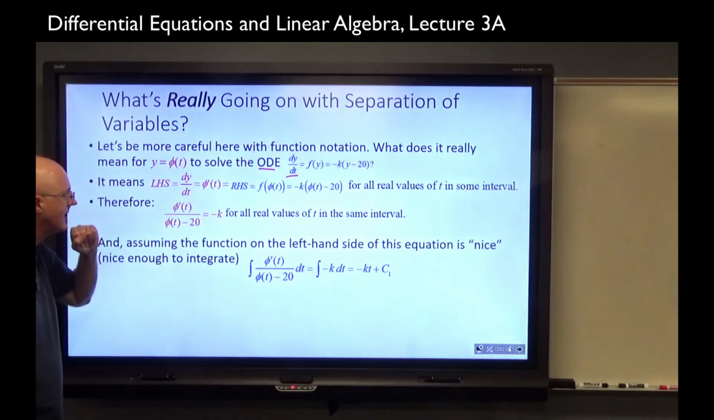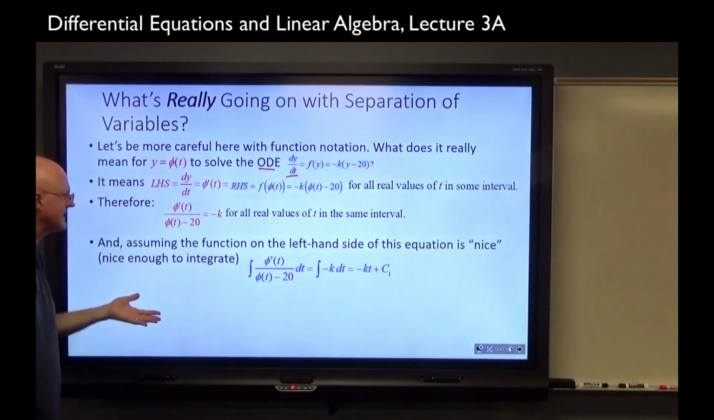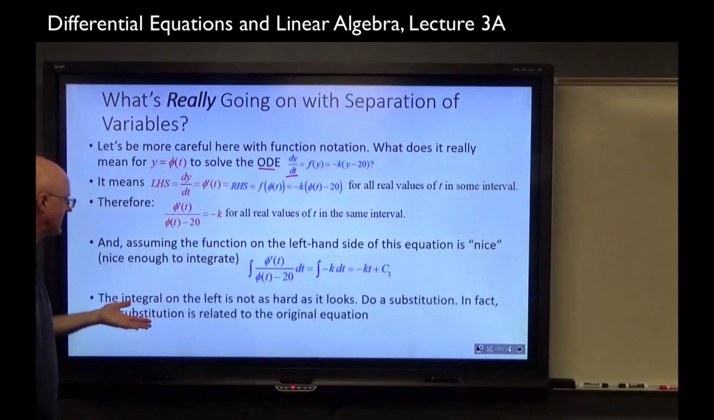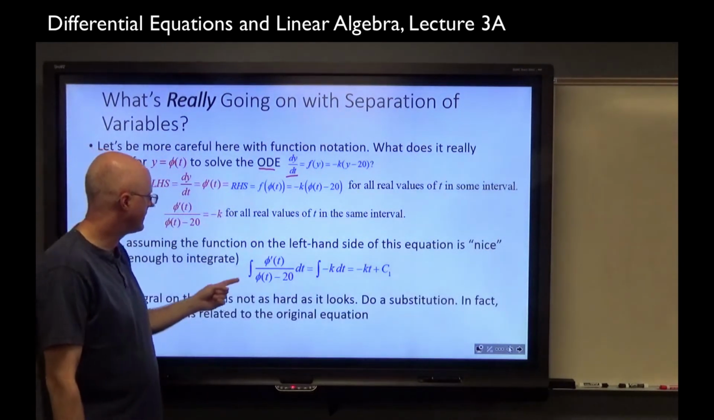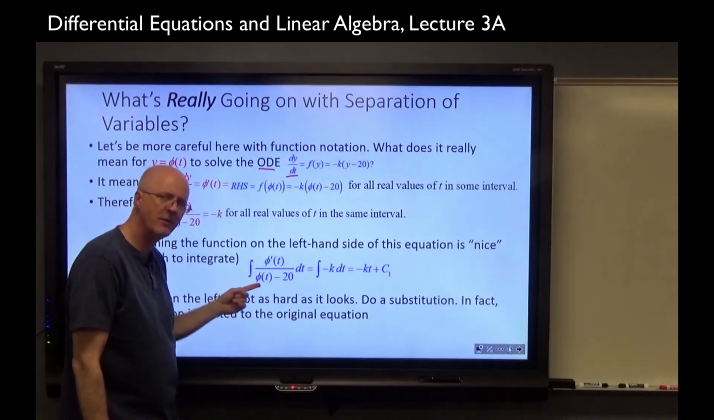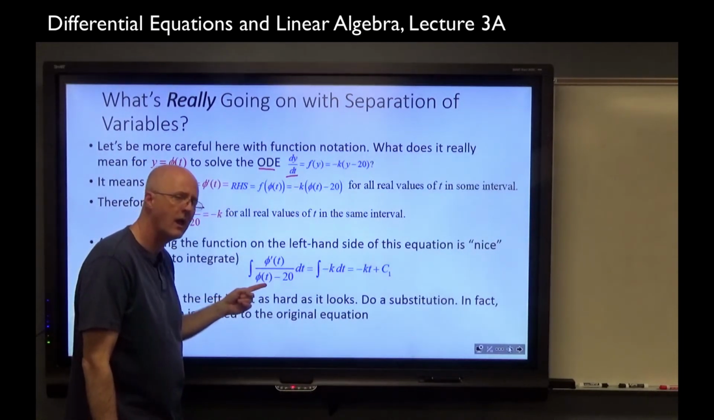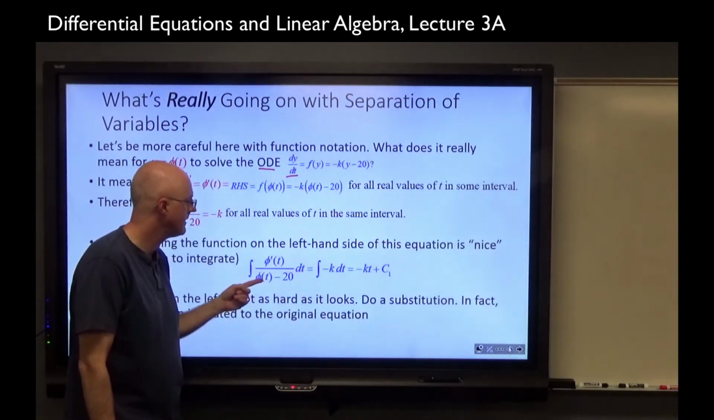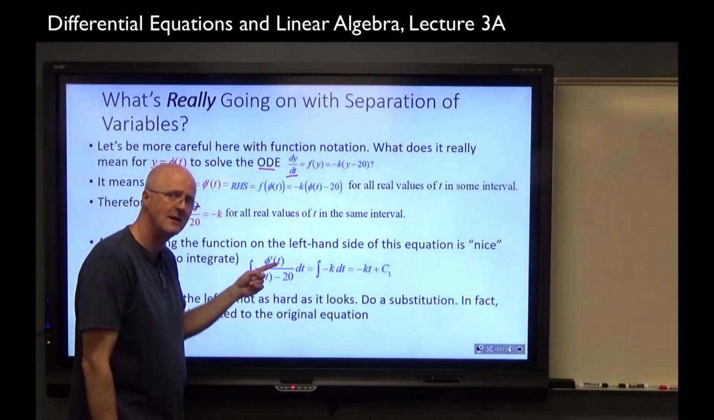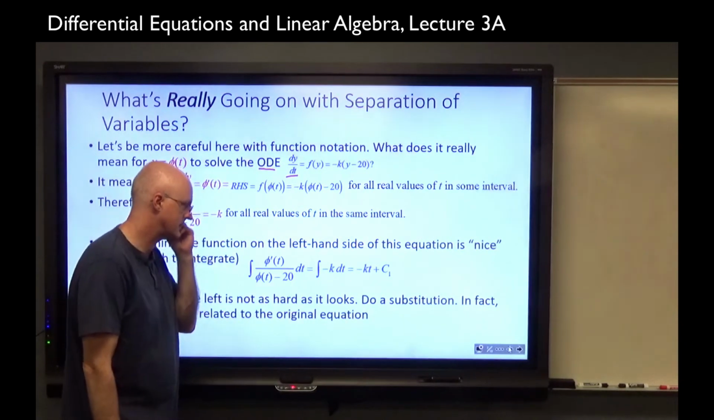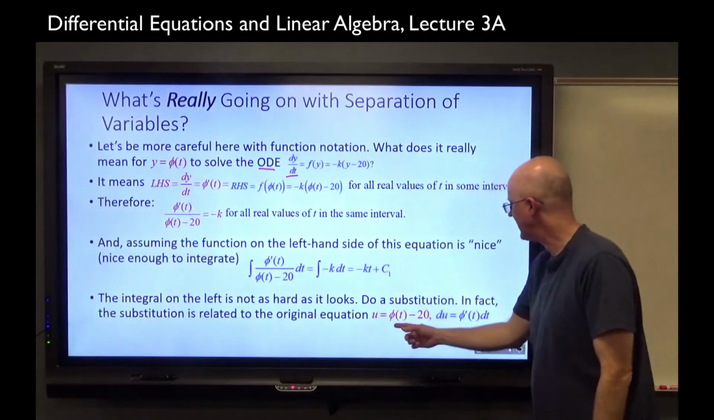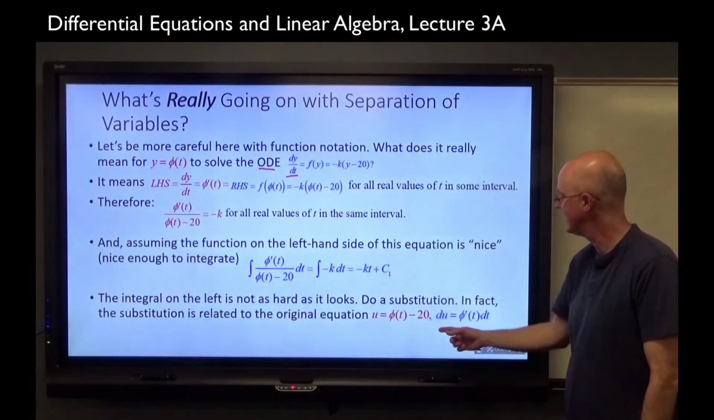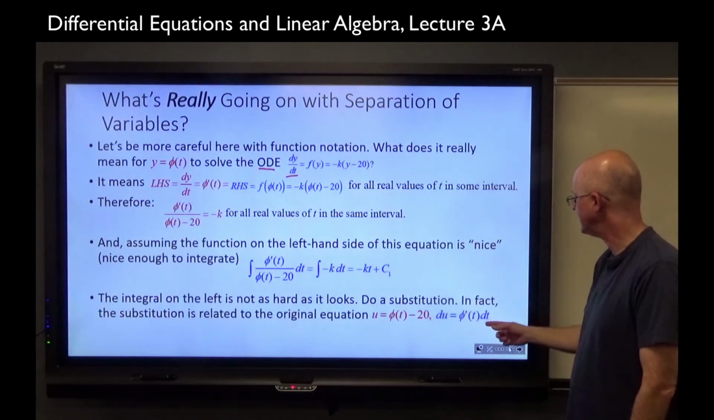Could write that. But wait a minute, this really ends up being the same integral. In fact, I can do a substitution on the left. I could replace the phi of t with y. And then dy dt would be phi prime of t. I could do a substitution. Actually, I'm going to do a different substitution, though related. I could let u, say, be phi of t minus 20. Then du is phi prime of t dt.